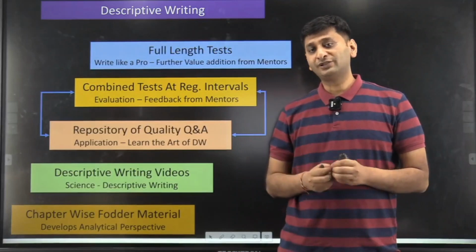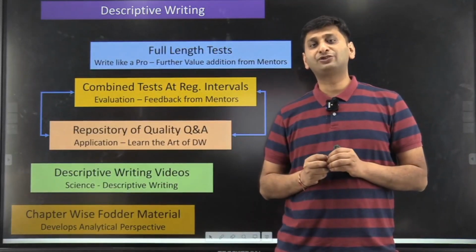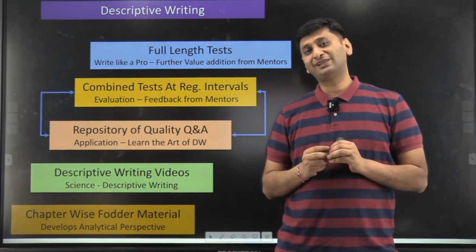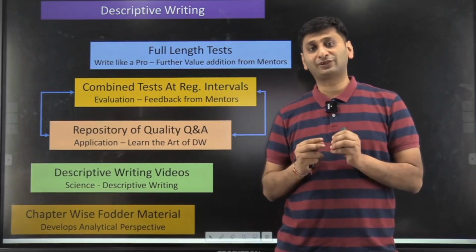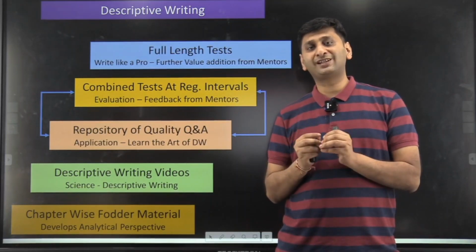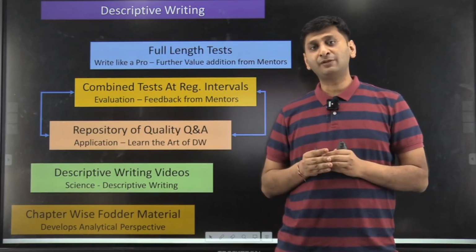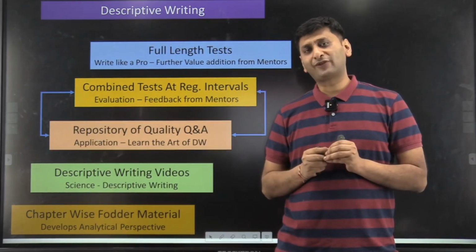The second one is a set of descriptive writing videos, which I call the science of descriptive writing. Though descriptive writing is an art, I still feel that 20 to 25% of descriptive writing is science. By science, I mean that there are certain rules, standards and frameworks that can be used to write consistently well. Let me explain that through an example.